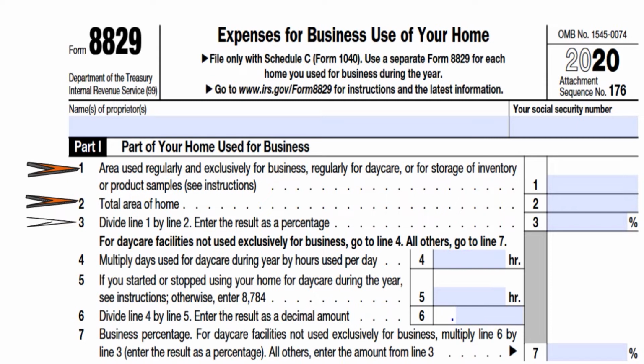On line 3, you divide line 1 by line 2. You multiply by 100 to find the percentage of your home that you consider to be your home office, and you enter this percentage on line 3.